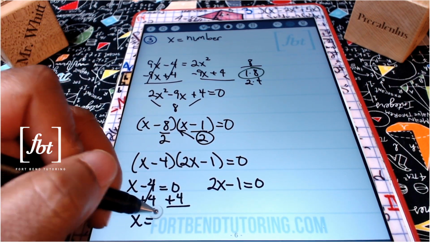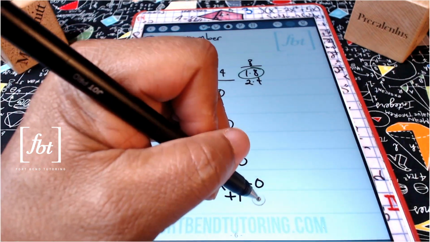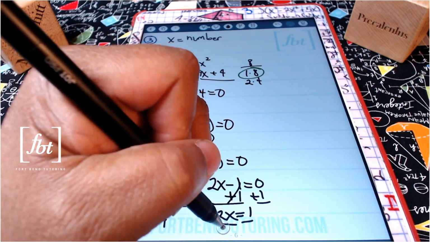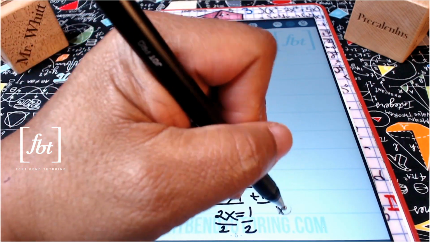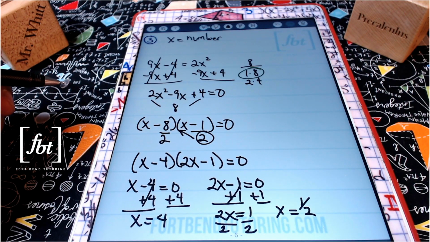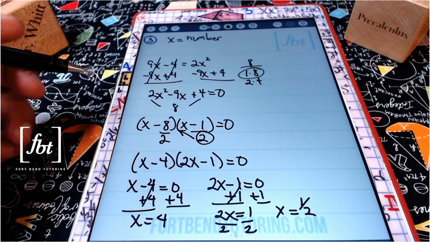That gives me x equals 4. In the second equation, we're adding 1 to both sides. We have 2x equals 1, dividing both sides by 2. You'll have x equals 1/2. This means that the solutions to this problem are going to be 4 and 1/2.